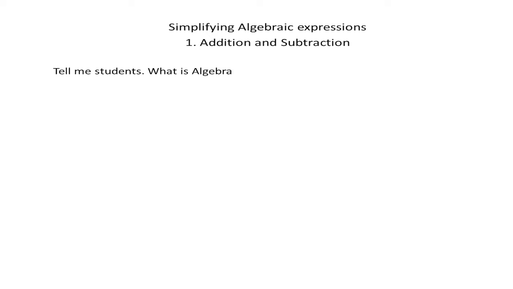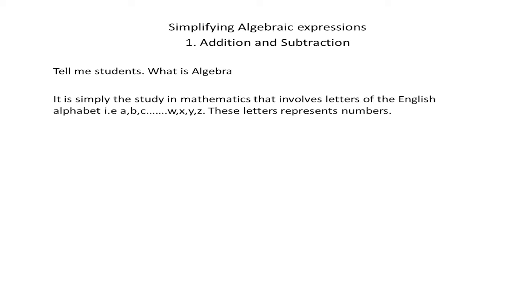First of all, tell me students, what is algebra? It is simply the study in mathematics that involves letters of the English alphabet, that is A, B, C up to W, X, Y, Z. These letters represent numbers. An example of an algebraic expression can be 3x plus 4y equals 10. As you see, there are two letters or two variables there, x and y.